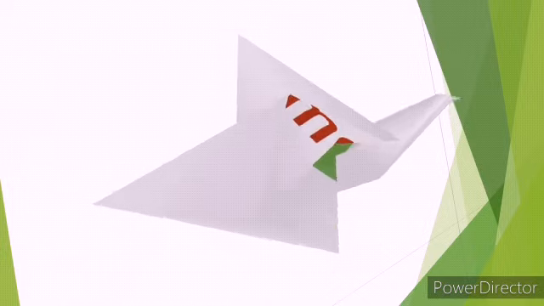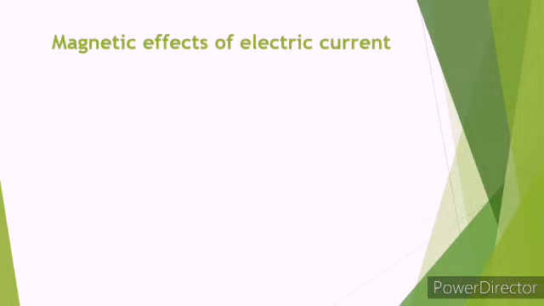Welcome students. In the previous video we learned about the heating effect of electric current. Today we are going to learn about the magnetic effect of electric current. The theory of the magnetic effect of electric current was discovered by Hans Christian Ørsted. This concept means that the flow of an electric current through a conductor produces a magnetic field around it.